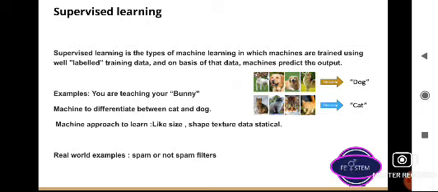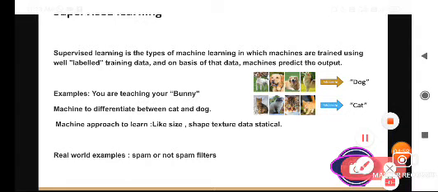So what is supervised learning? Supervised learning is the type of machine learning in which machines are trained using well-labeled training data, and on the basis of that data, machines predict the output. Let's take an example of your Bunny, the robot which we have created. If we want to make it differentiate between a dog and a cat, then what will we have to do? We'll have to show a picture or write a program with thousands of lines of code, and we'll have to explain to it the meaning of a dog and a cat.